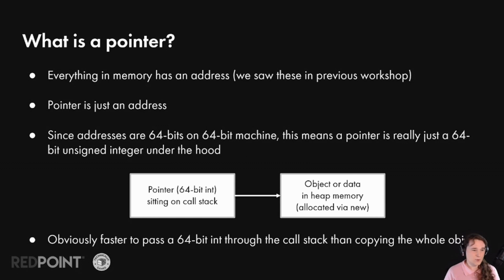We saw this in the previous workshop. A pointer is just an address, and since addresses are 64 bits on a 64-bit machine, this means a pointer is just a 64-bit integer under the hood. It's obviously faster to pass a 64-bit integer through the call stack when you're calling functions than copying the whole object.